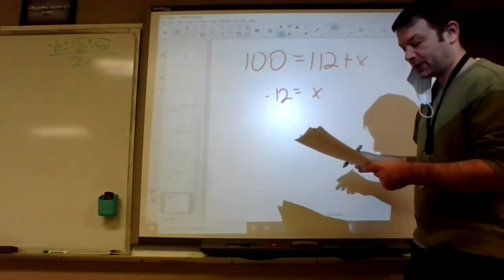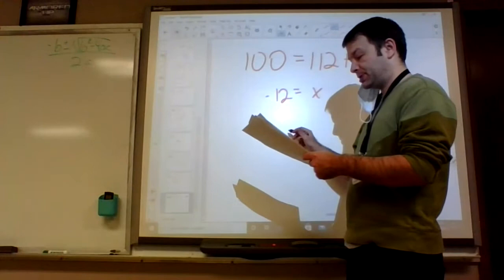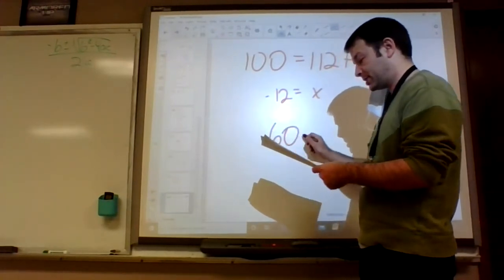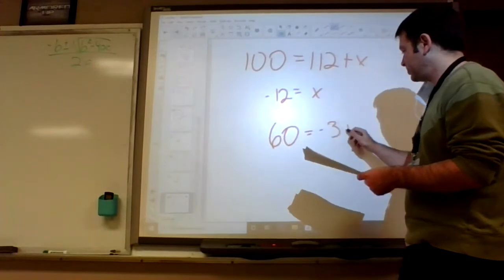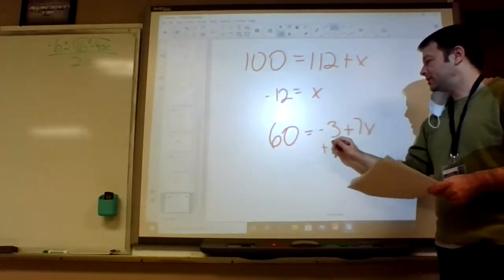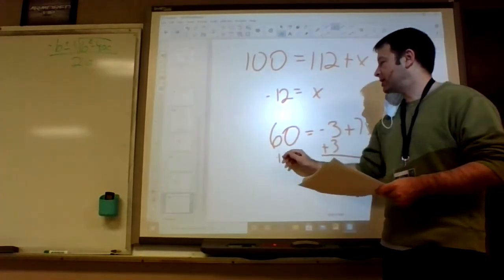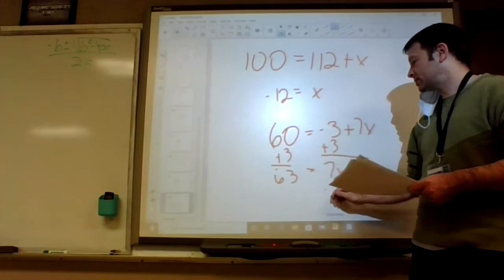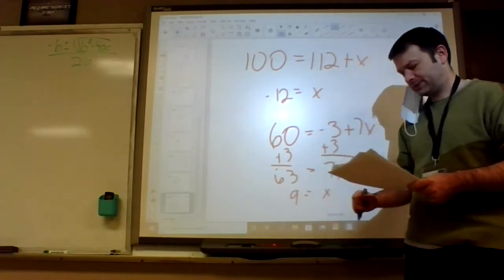12. Number 10 is kind of the same thing, but angle 2 is 60 degrees, just like number 7. So you do 60 equals negative 3 plus 7x. Add 3, divide by 7, you get x is 9.